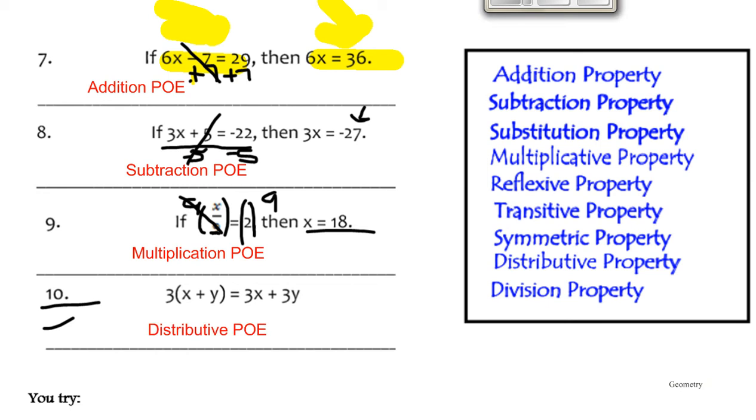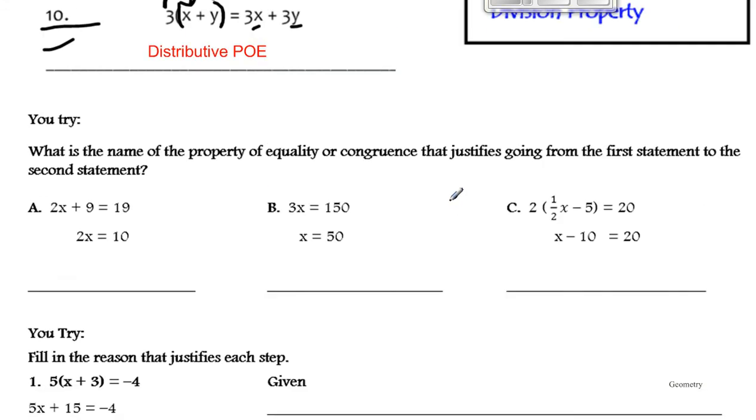Okay, and we have the distributive property of equality. Remember, distributive property says you distribute something to an entire expression. So this is our expression, and we're multiplying 3 to the x, and we're distributing the 3 to the positive y. So 3 times x is 3x. 3 times a positive y is 3y. So that's distributive.